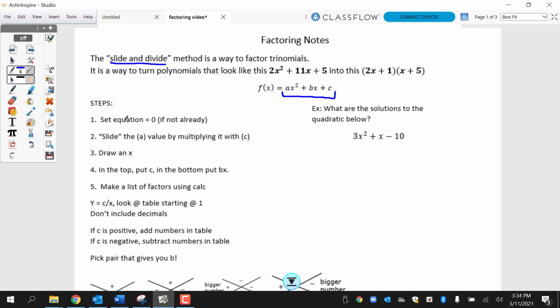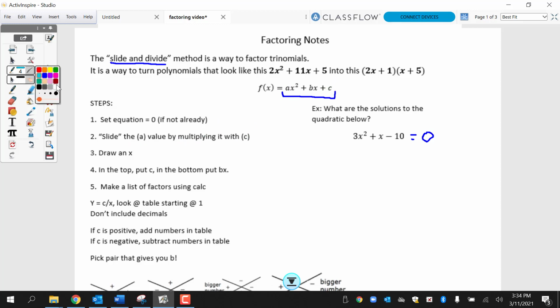So step one, set equation equal to 0. Ours is not equal to 0, so all you do is put equal 0. Great, not difficult. Step 2, slide the A value, that means the number in the front. We're going to slide it and we're going to multiply it with C, which is the number at the end.